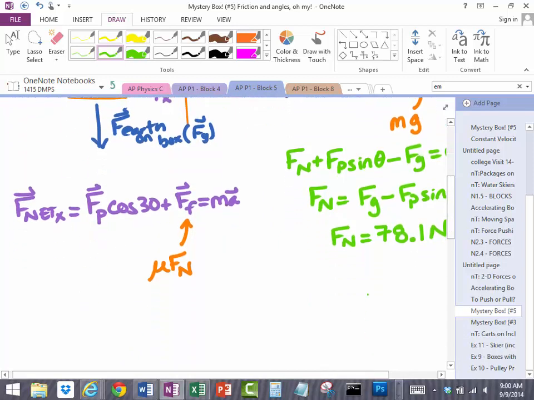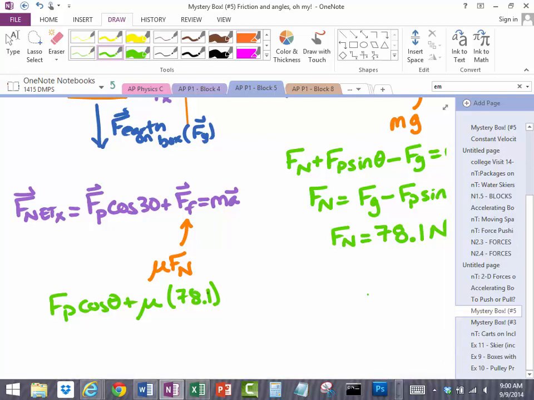And so then I'm going to plug that in over here, and I've got my Ft cosine theta plus mu times 78.1. Are those going in the same direction? No. Which one's going in the not farther direction? Friction. Force of friction. This one. So I'm going to make this negative.